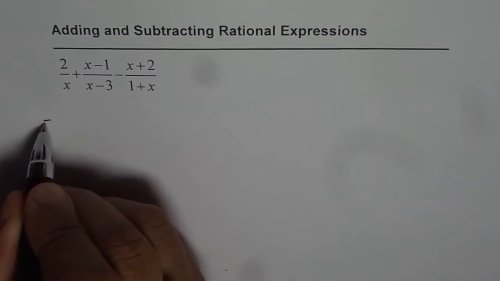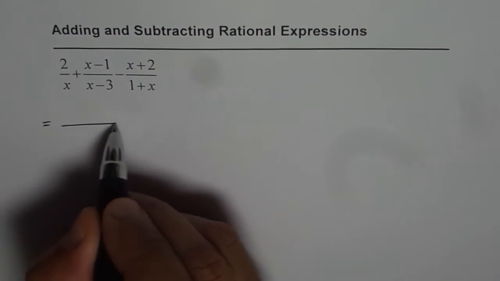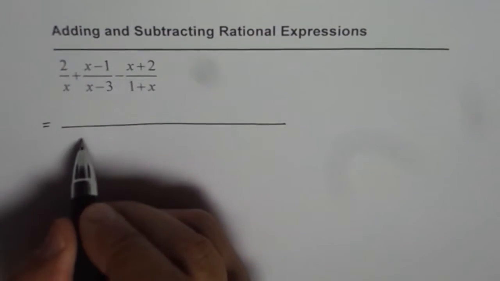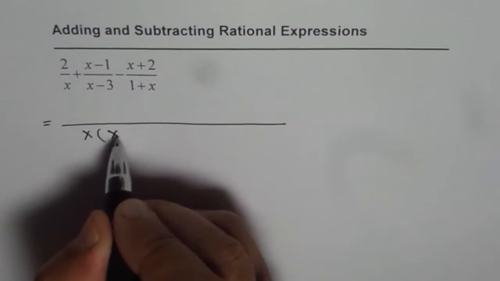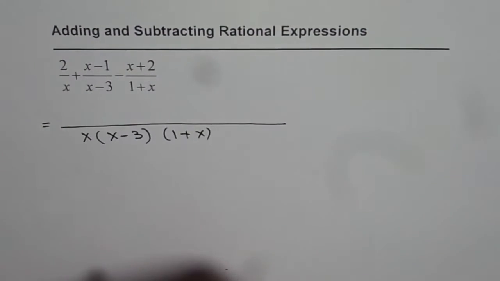So the first step is to have a common denominator. Here the common denominator should be, so let me draw a long line, x times (x minus 3), correct, times (1 plus x), correct. That is the common denominator.